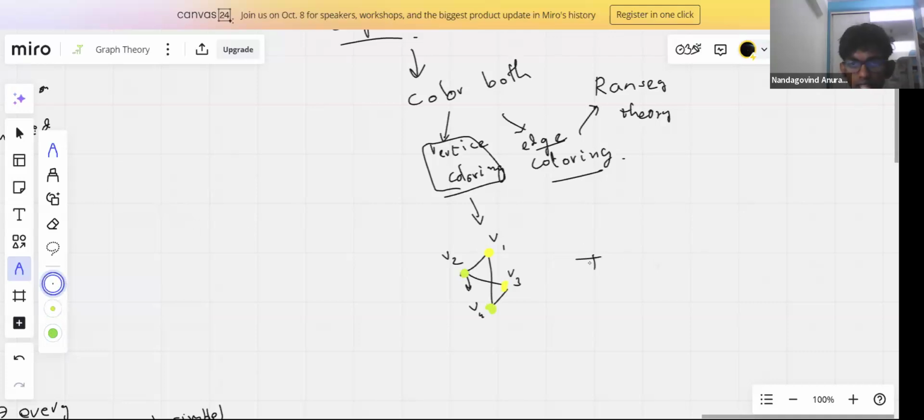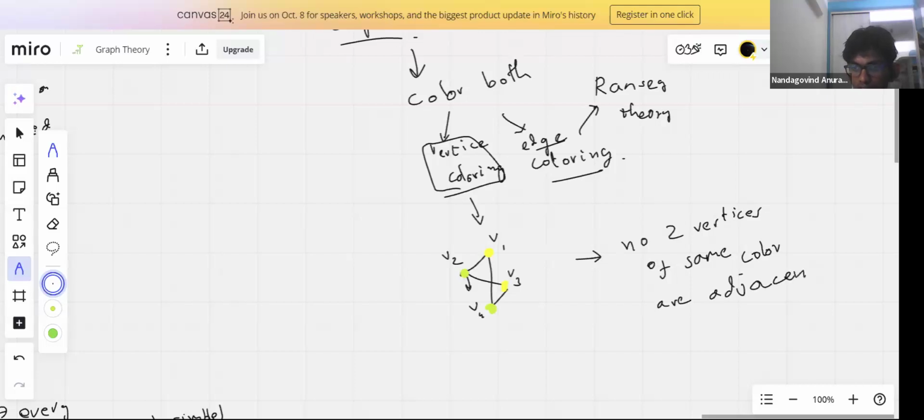So the condition is that no two vertices of the same color are adjacent. Okay, so this is the condition.